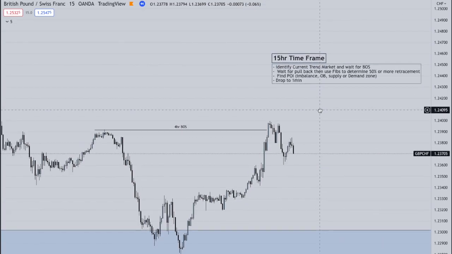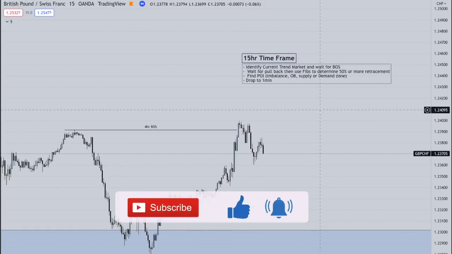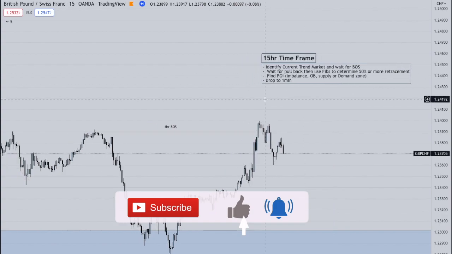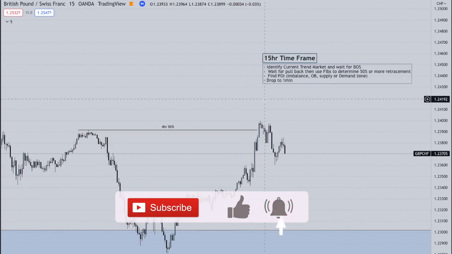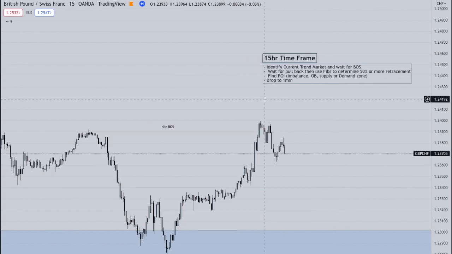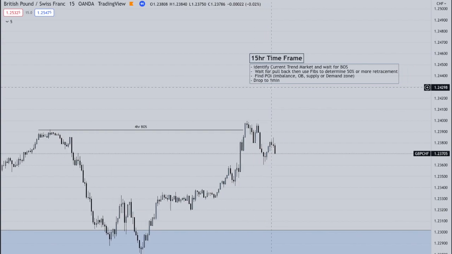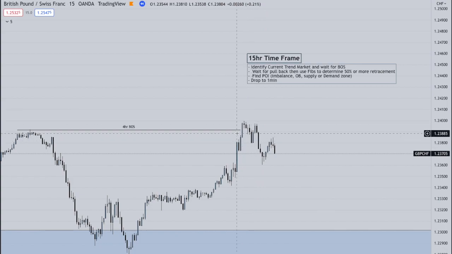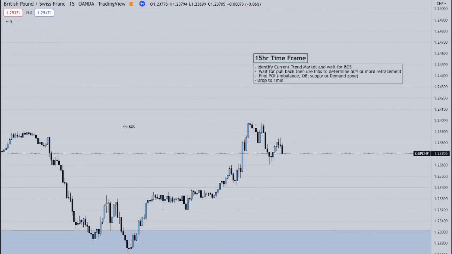Okay, so now we're on the 15-minute time frame, and what do the instructions tell us? Identify the current market and wait for a break of structure. And as you guys can notice, as we drop to the multiple time frames, we're literally doing the same thing on each time frame. So, okay, let's identify the current market. We got a high, lower low, lower high, lower low. Okay, let's see where the market is taking us.